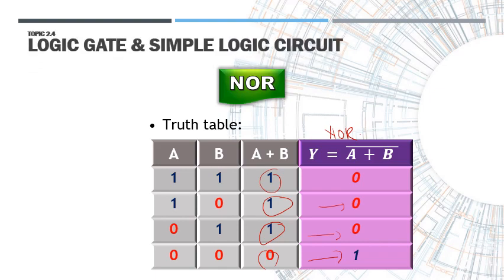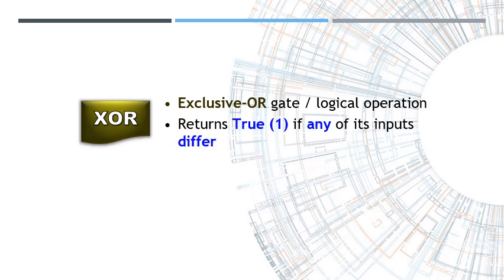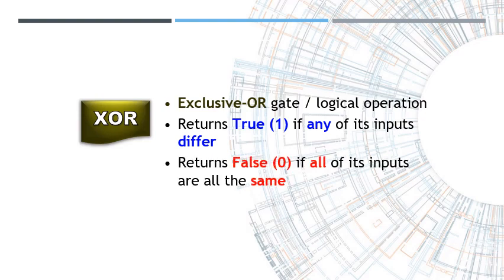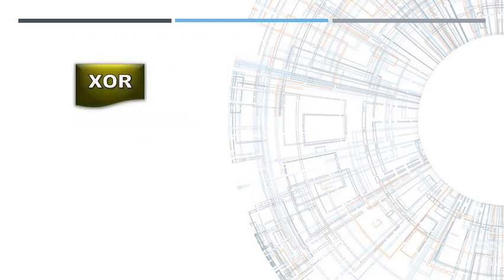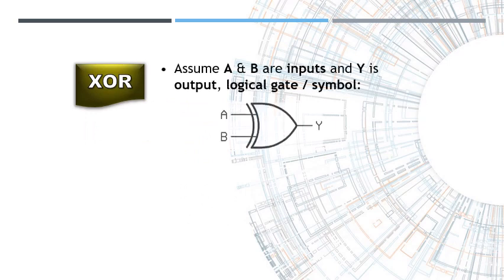All right. So this one is exclusive or. Exclusive or is a logic operation. It will return 1 if any of the inputs is different, and 0 if all the inputs are the same. So this is an example of a Boolean expression. This one is for exclusive or.